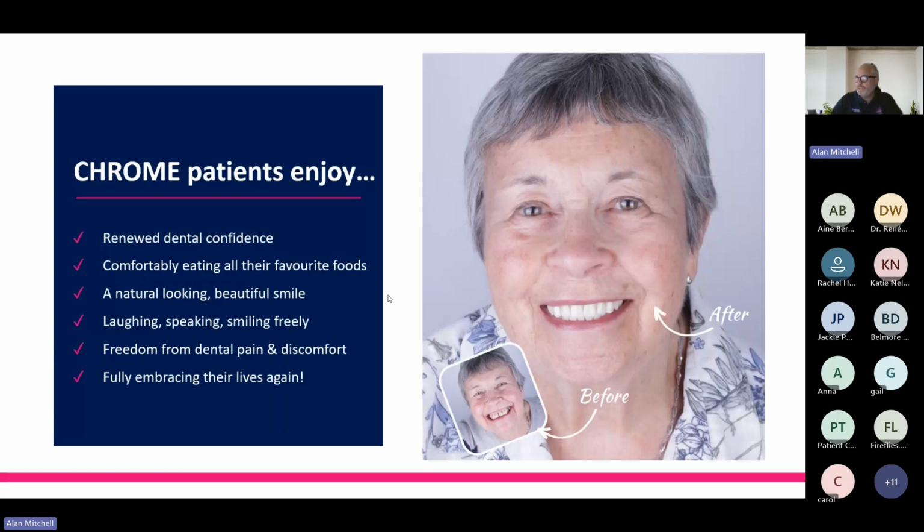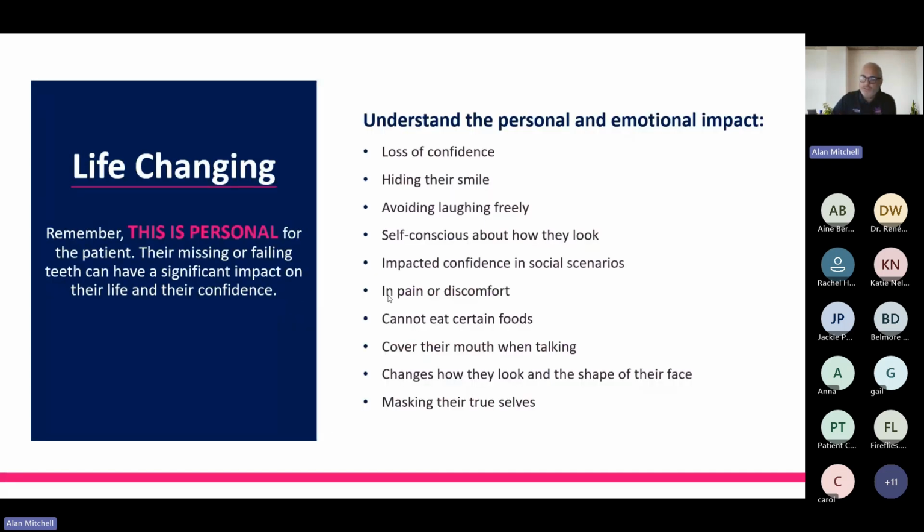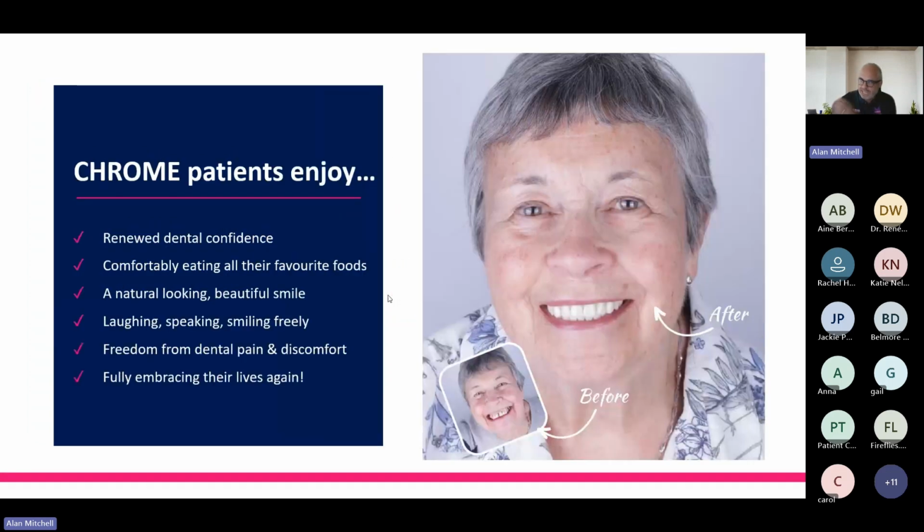I mean, obviously, we're talking about this start of it here, being a life-changing procedure. And this is where we want to get to. You can see this lady's before and after. It's unbelievable. And obviously now they've got renewed confidence. They feel a lot more positive about themselves. They have a natural looking, beautiful smile. They're able to start eating foods that they haven't been able to eat for years.